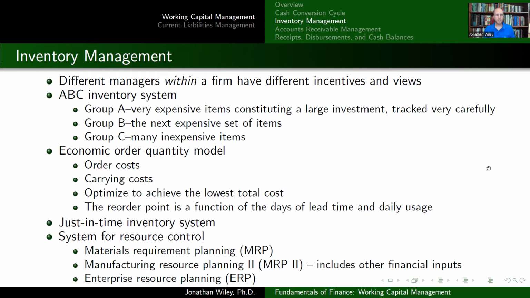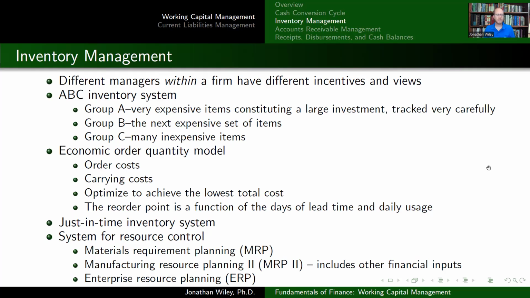The last one I'm going to talk about is the system for resource control approach to inventory management. They're subdivided into 3 pieces here. The first one is materials requirement planning, or MRP. The idea there is to look at the actual materials that are necessary for the production process and so forth, and to have a whole approach, maybe software, monitoring how I'm using those different items, making sure we're ordering them in a timely manner and so forth.